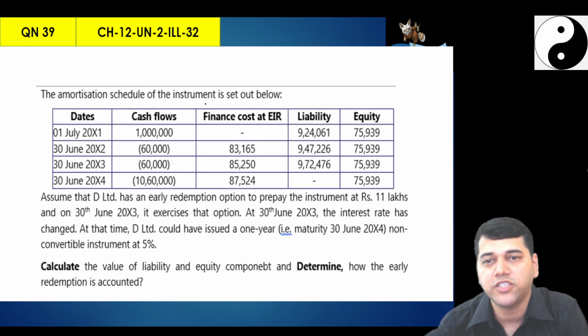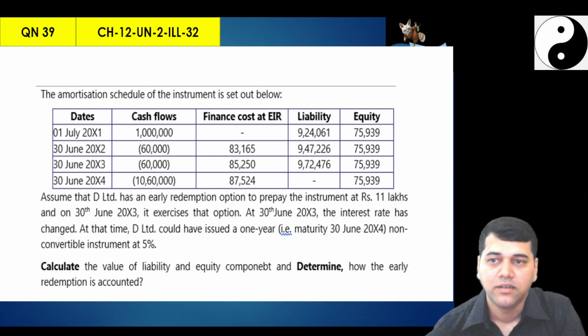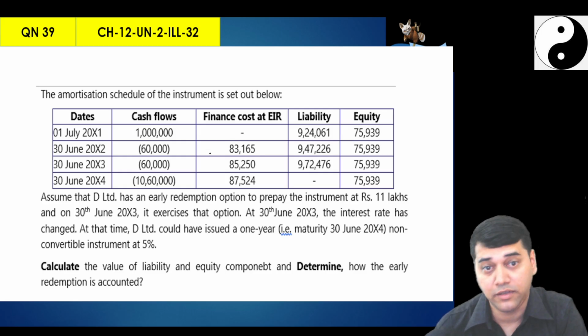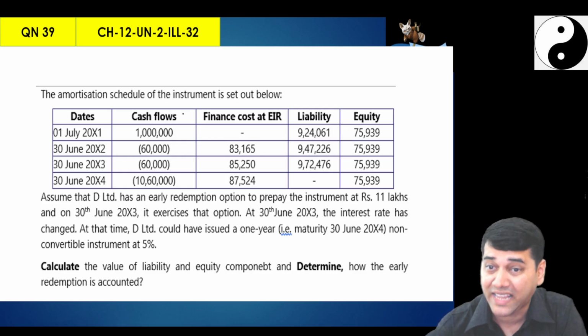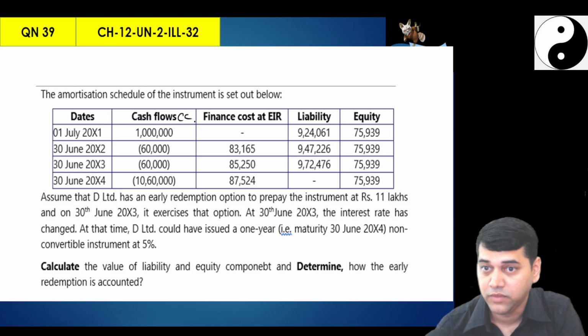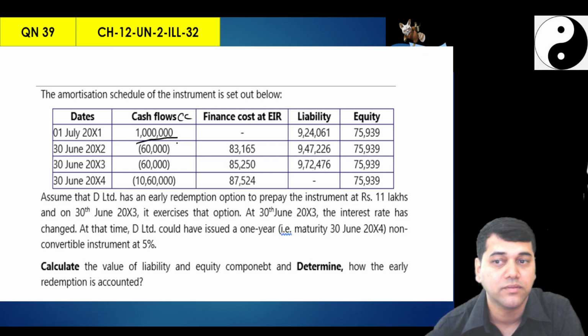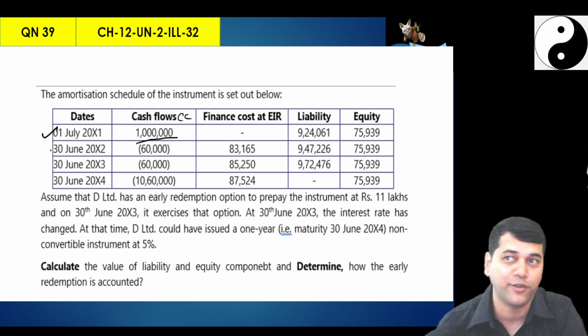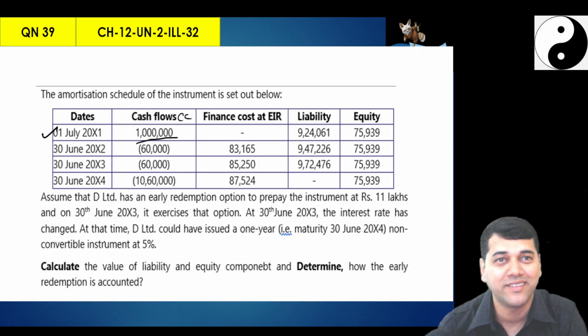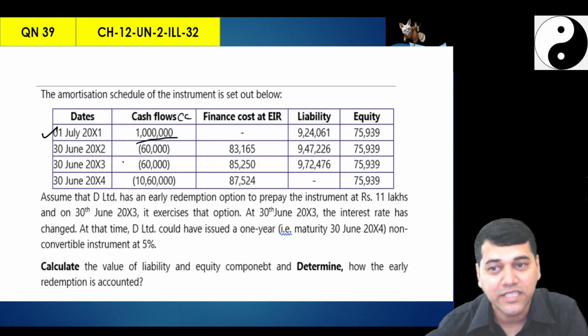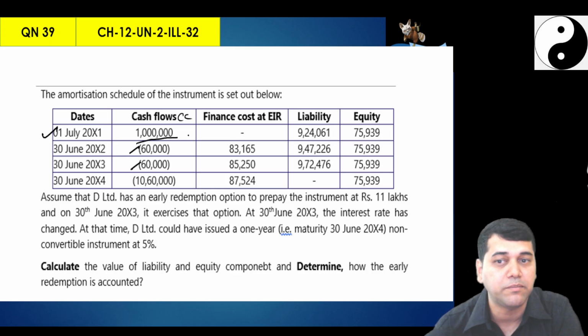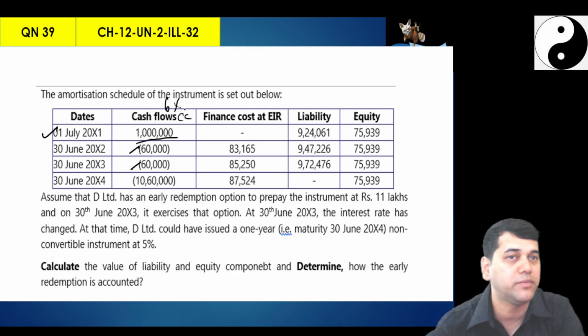The amortization schedule of the instrument is set out as below. Oh, nice. In the question, they started with the amortization schedule. Opening balance is okay. And see the balances where they are given. They are told you cash flows. Contractual. That means on day one you received 1 crore rupees. This is 1st July. Okay, now you are very careful. 1st July means, on 30th June, you paid 60. That means this must be 6% instrument. You make a guesswork.